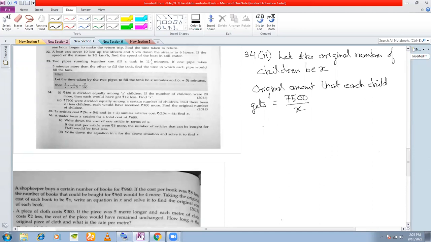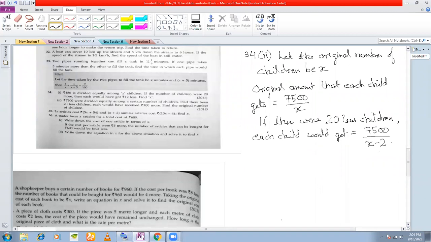Now the second scenario is given. Had there been 20 less children, each would have got 100 more. So if there were 20 less children, each child would get 7,500. Now the number of children has reduced from x to x minus 20. Fine. So now each child would get this.